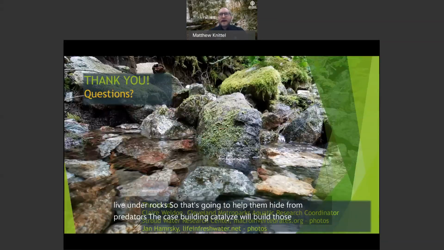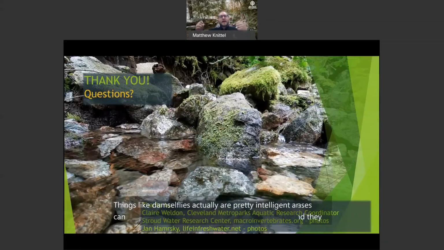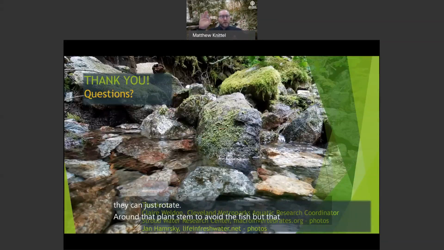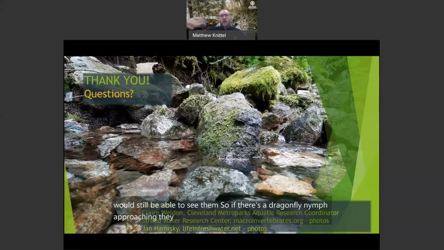Things like damselflies actually are pretty intelligent, and they can recognize different predators. So if they're clinging onto a plant stem, if there's a fish swimming by, they know they can just rotate around that plant stem to avoid the fish. But that same strategy wouldn't work if there were a dragonfly nymph crawling along the bottom of a stream or wetland, because that dragonfly would still be able to see them. So if there's a dragonfly nymph approaching, they know to release the stem and swim away or get washed away in the current. So they've adapted different strategies to dealing with different predators if just basic camouflage doesn't work.